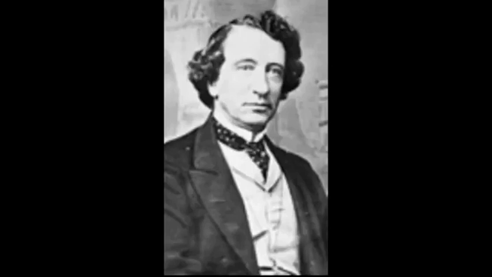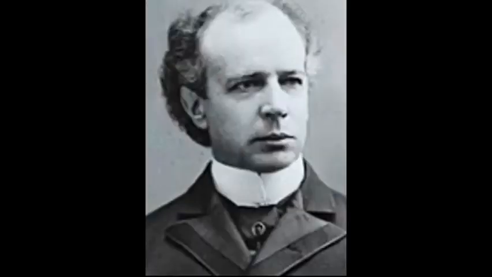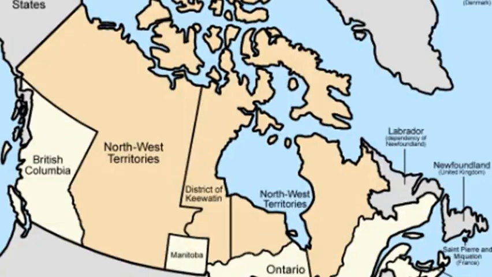John A. Macdonald's been leader of the Conservative Party and, of course, as well, the country since 1867, and Wilfrid Laurier has been leader of the Liberal Party since 1887. Just in time for this election, the map grew a bit with more territory in Ontario, but that's just about it.